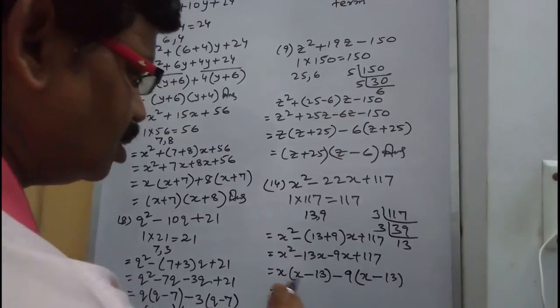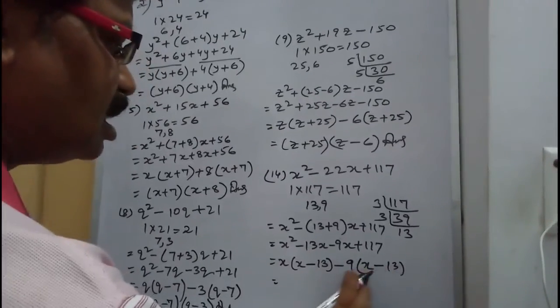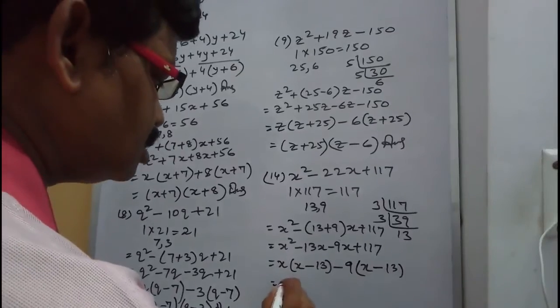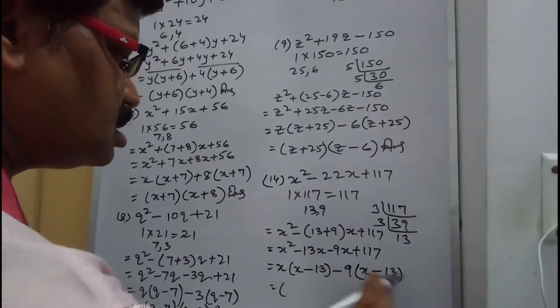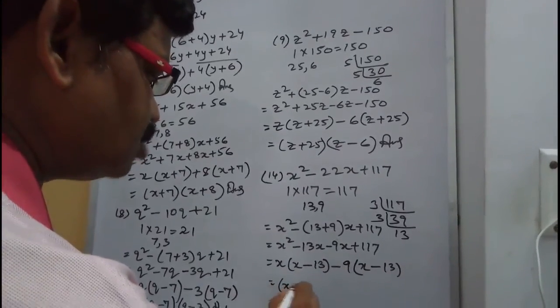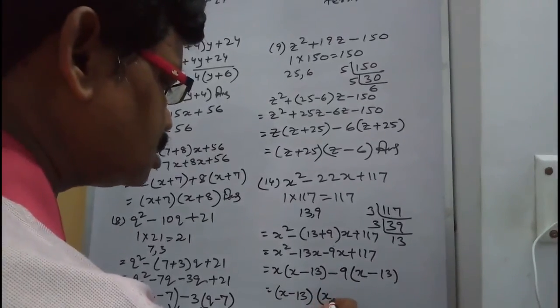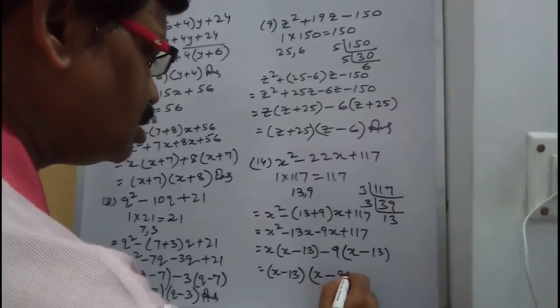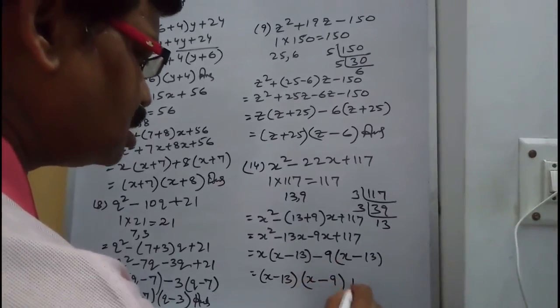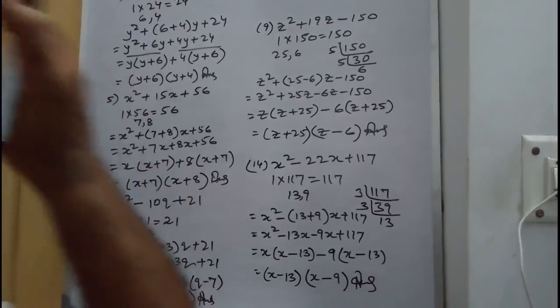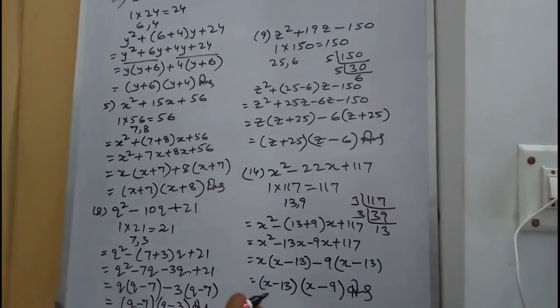Now from these two terms, x minus 13 is common. x minus 13 is the HCF. So x minus 13. From first only x, from second 9, x minus 9. So these are the factors of this question.